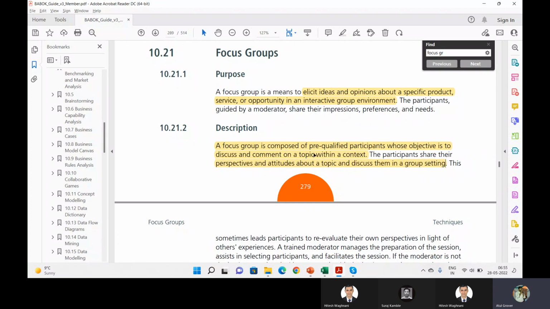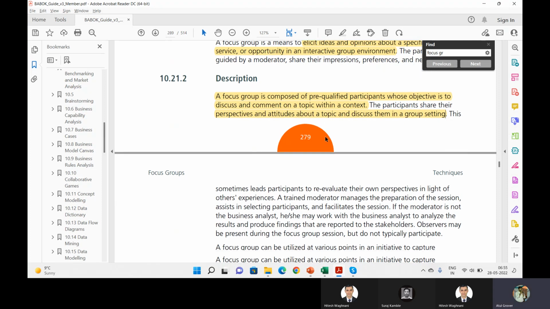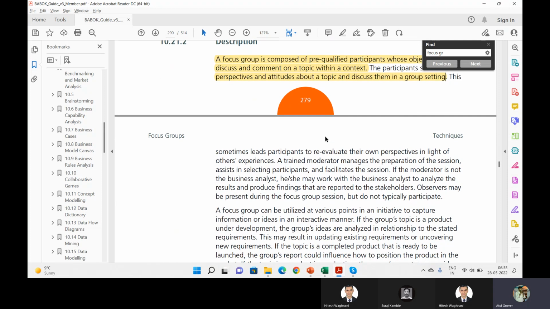Kyunki yahan par in this focus group, there is no junior. If I talk about the offsite specifically, all are the senior guys. Senior managers, AVPs, VPs, all of them will be there. So they are in the offsite only for these discussions. तो वैसा है, ठीक है.